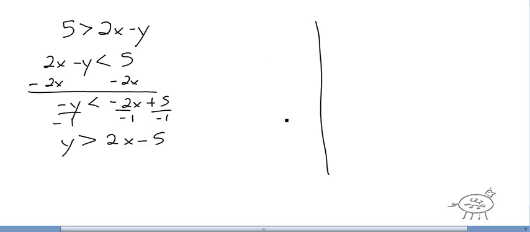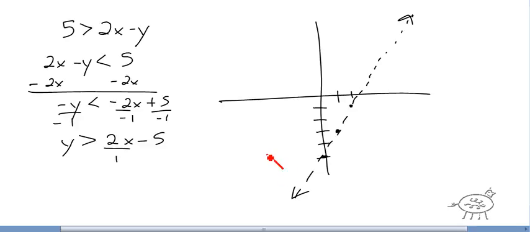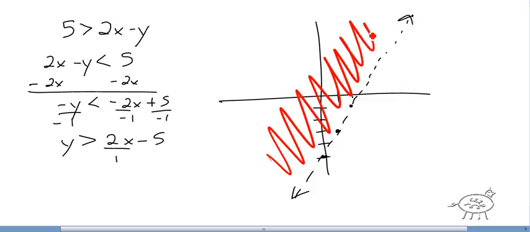So if I graph it, negative 5, turn that slope to be 2 over 1, so it's up 2 over 1. And we'll do a few more points, it's always nice. And don't forget, it's a dashed line. It's greater than, so you shade above the line. That's it.